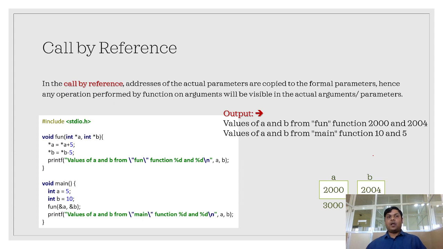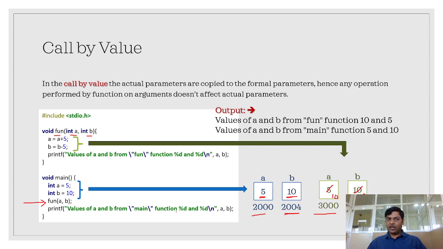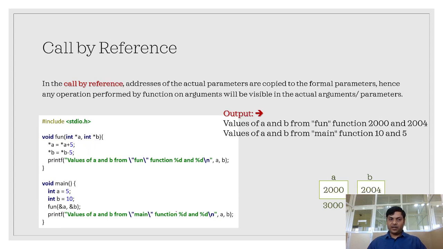On the other side, in call by reference, addresses of the actual parameters are copied to formal parameters. Hence, any operation performed by the function on arguments will be visible in the actual arguments. To prove this, suppose we have again the same program which we used in the call by value example, but here the types of parameters in function fun are pointers.